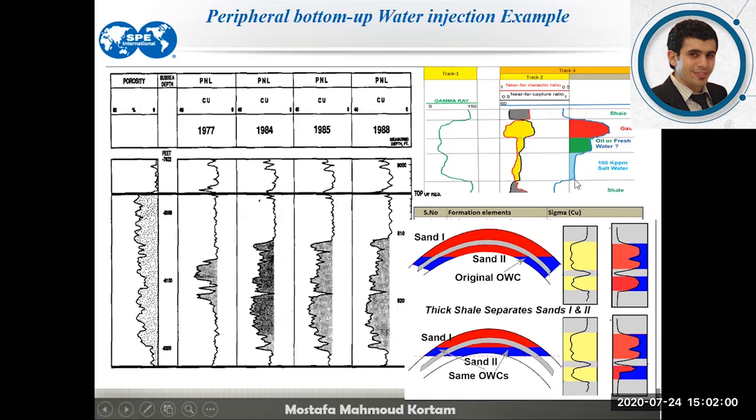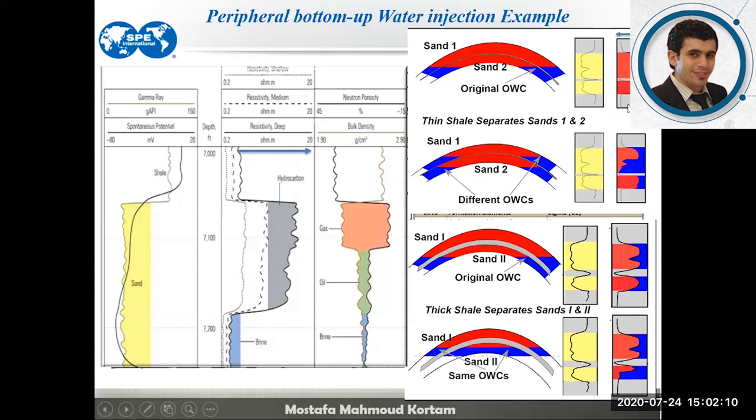This example explains the problem of how the water cut can advance in the reservoir. If you have two layers, the first layer has oil with water, and the second layer has oil and water originally as well, but this water is a residual or initial water saturation, or connate water saturation, and this is the oil water contact.